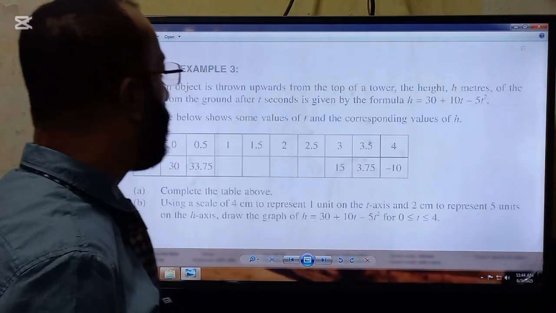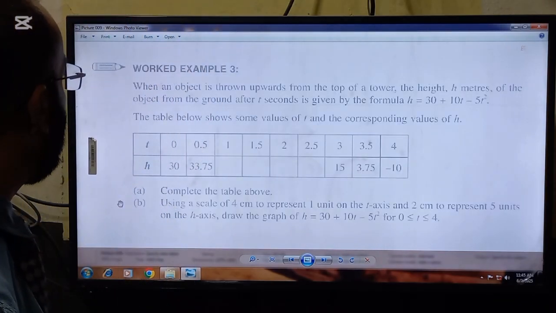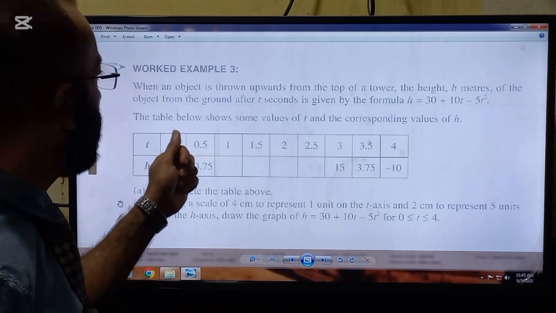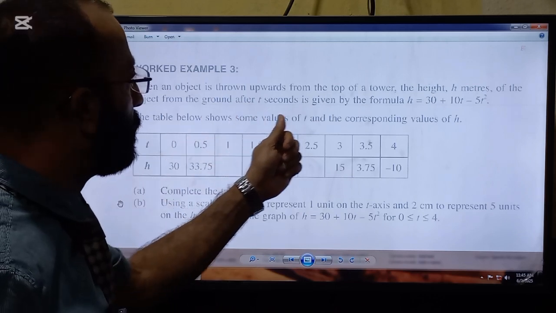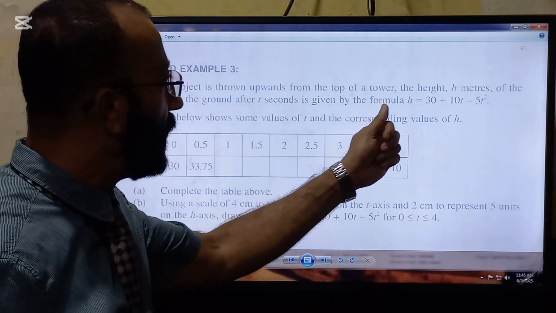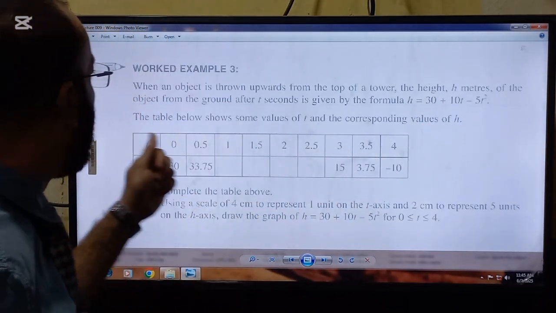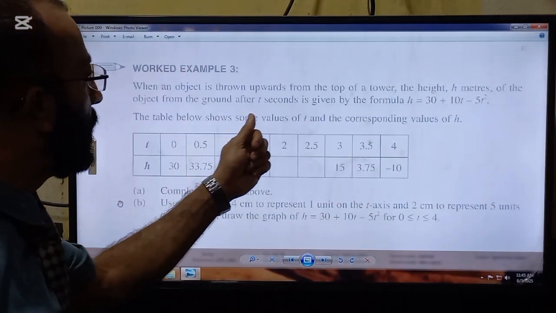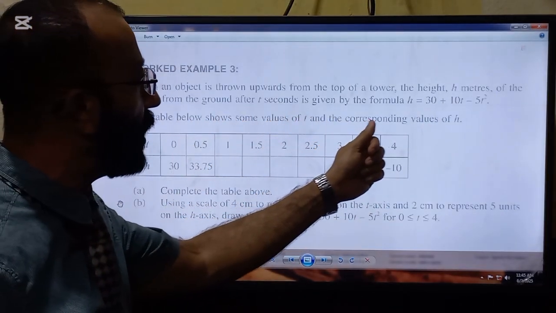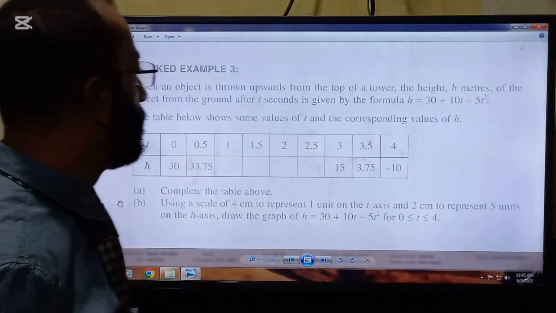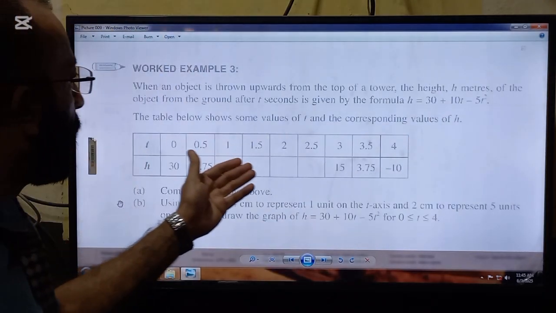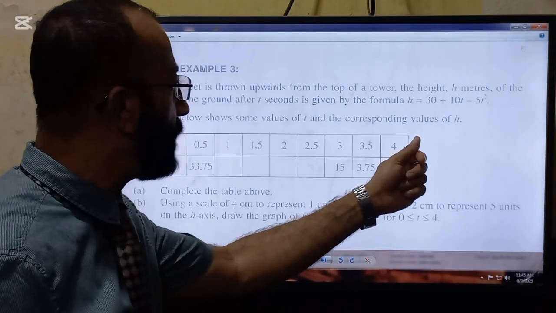Here is another important question from the topic. The statement of the question is, when an object is thrown upward from the top of the tower, the height h meters of the object from the ground after t seconds is given by the formula. And this is the formula. The table below shows some values of t and the corresponding values of h.